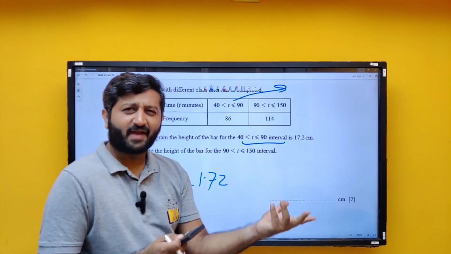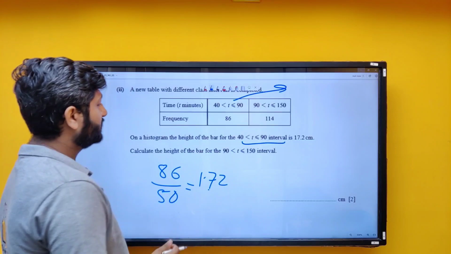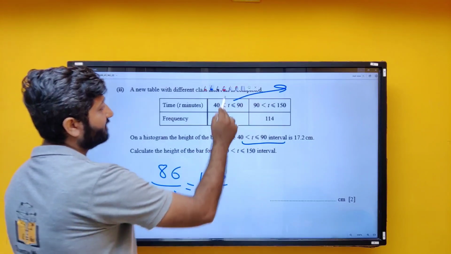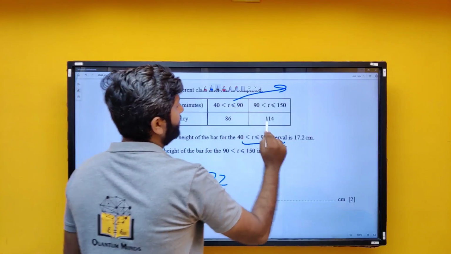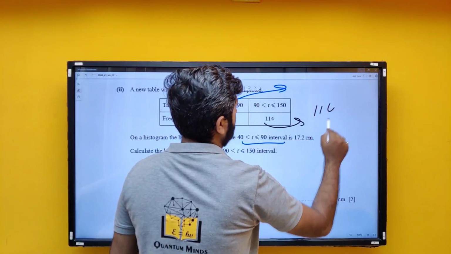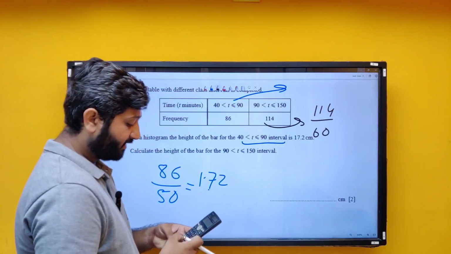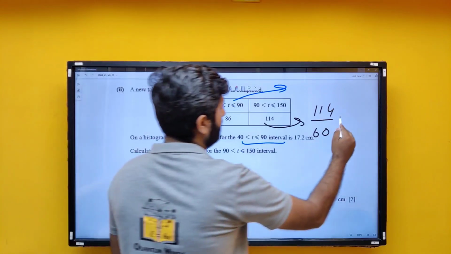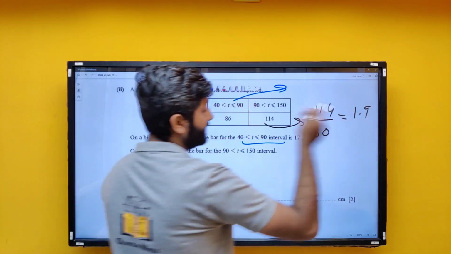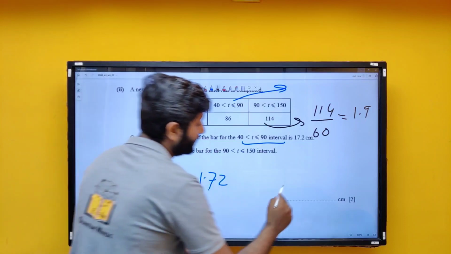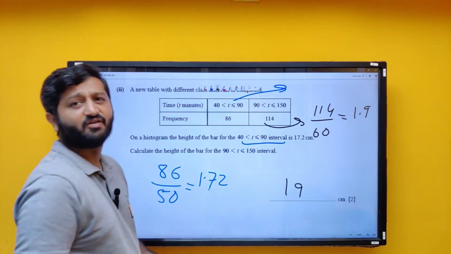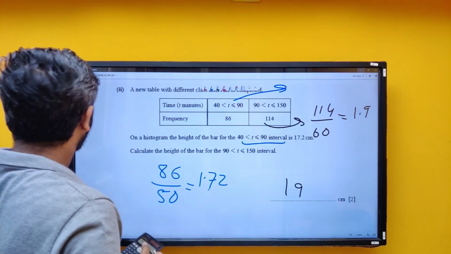They would have taken some scale factor, right? So I'll have to again find the height. So I'll first find the frequency density, which is 114 upon class width, which is 60. So 114 divided by 60 is 1.9. Now this is my frequency density. So my height is going to be 1.9 into 10, which is 19 centimeters.